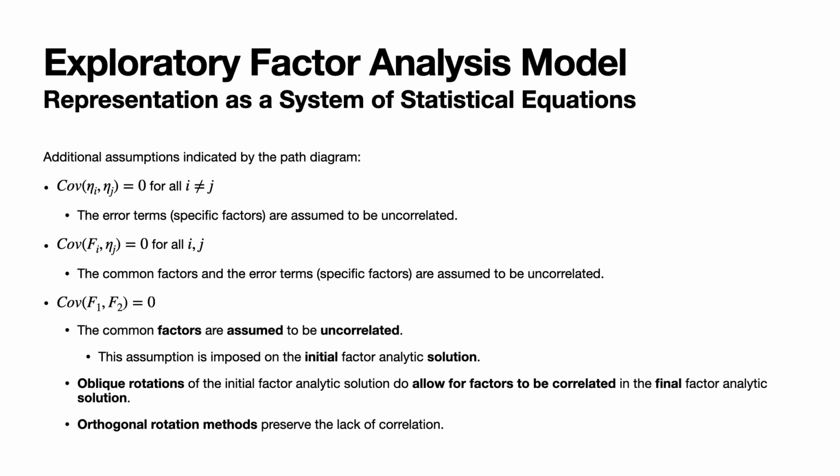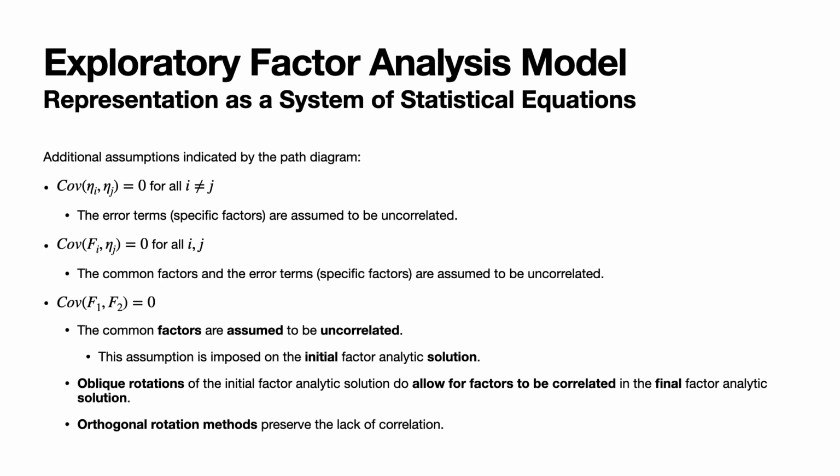Finally, the covariance of F1 and F2 is equal to 0. This is an assumption that is imposed, or specified by the lack of a two-way arrow in that path diagram. So in words, the common factors, F1 and F2, are assumed to be uncorrelated. And again, this assumption is imposed on the initial factor analytic solution.